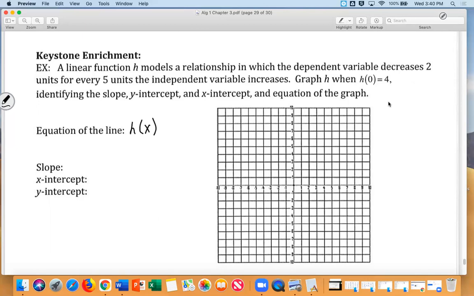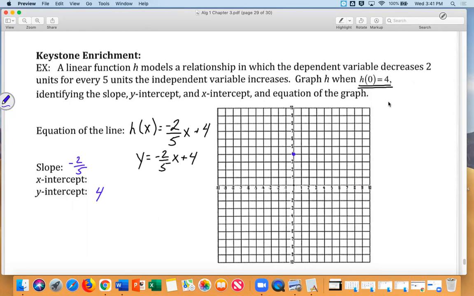It says in which the dependent variable decreases. Well, decreases means goes down by 2 for every 5 units the independent variable increases. So that's my slope. So -2/5 x. Now this is important. It says because x is 0, we start at 4. Now, if I wanted to do this without h of x, I would write y equals -2/5 x plus 4. Notice that h of 0 equals 4. That's my starting point. My slope is -2/5. My y-intercept, because that's what 4 is, is 4.